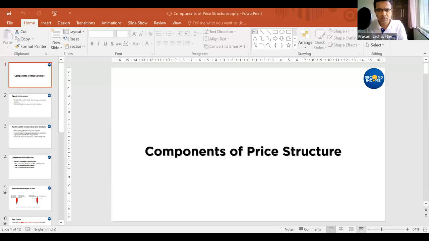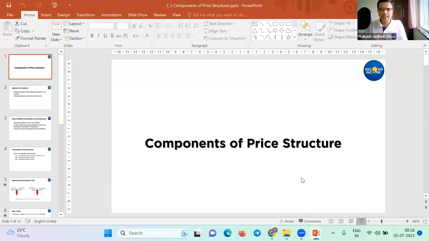And in this video, we are going to introduce you to components of price structure. It's a very important concept, which will make a foundation of our subsequent price reading. So let's get into the video about components of price structure.